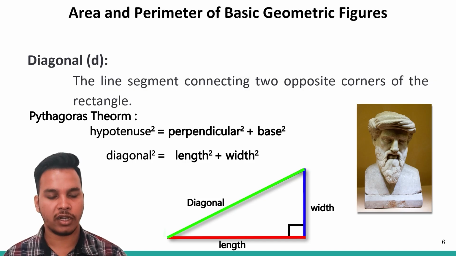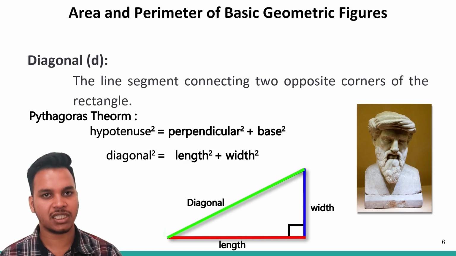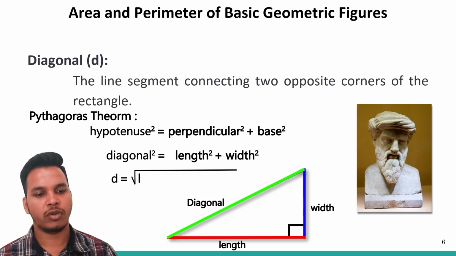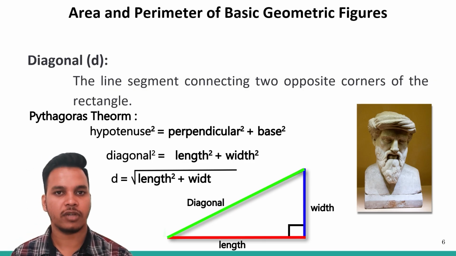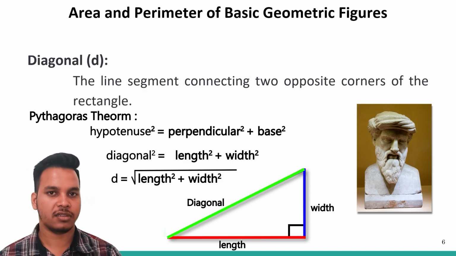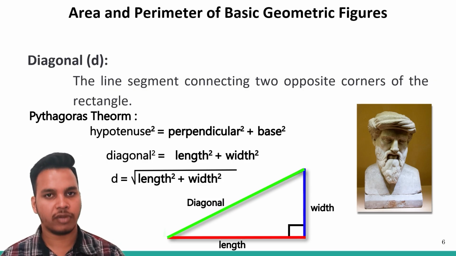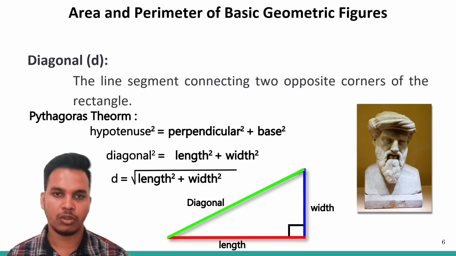So if we want to calculate just the length of the diagonal, let's denote it by d, and we take the square root on both sides. So what we are left with is that the diagonal is equal to the square root of length square plus width square.